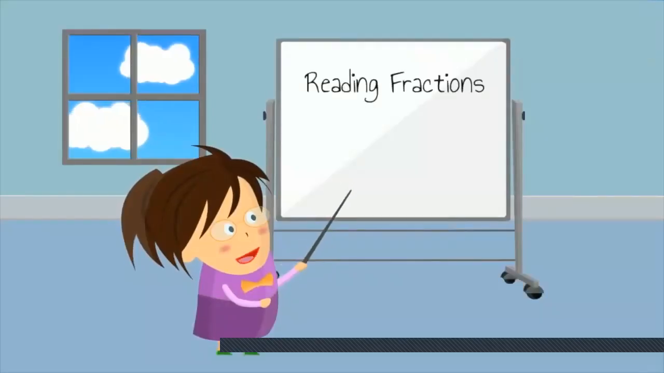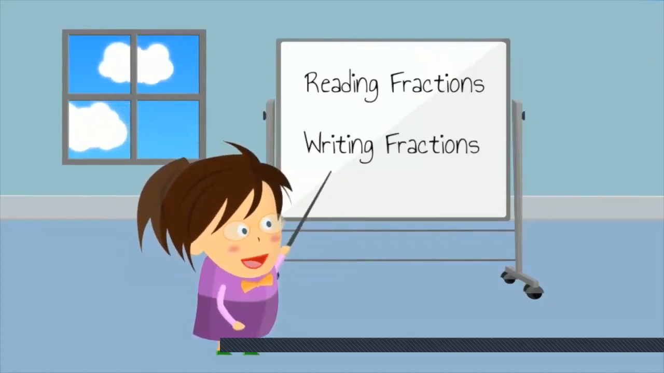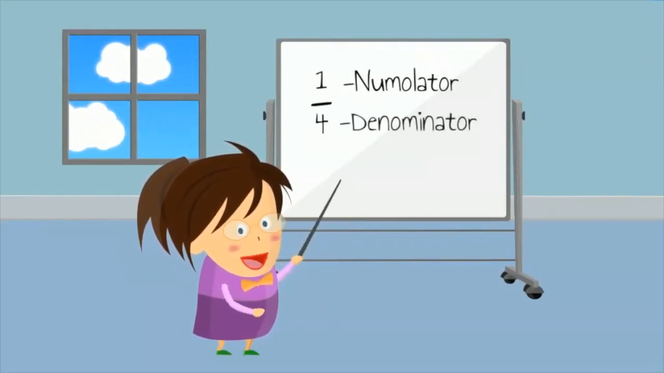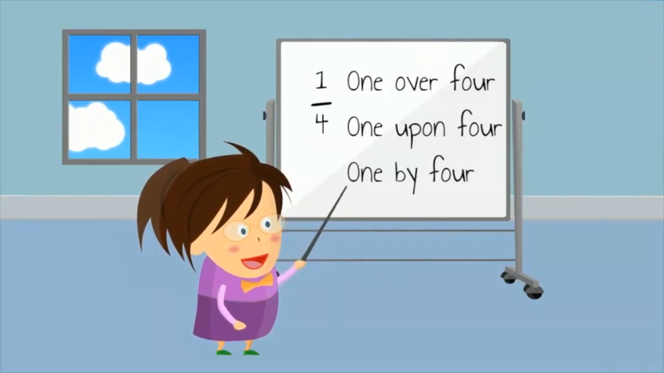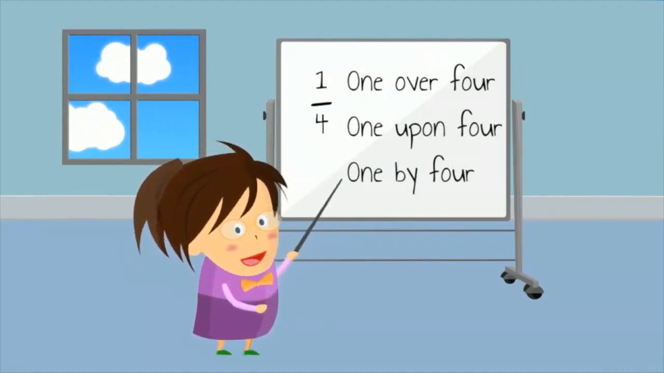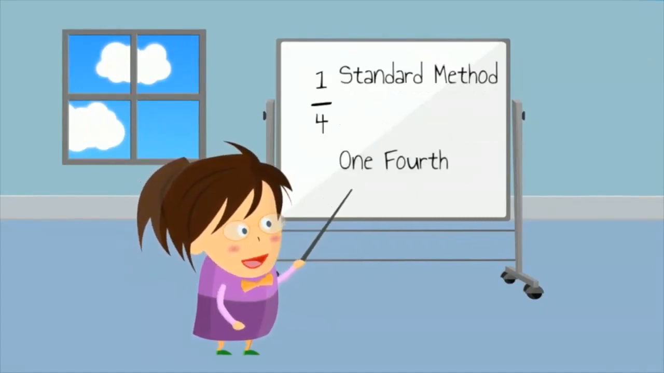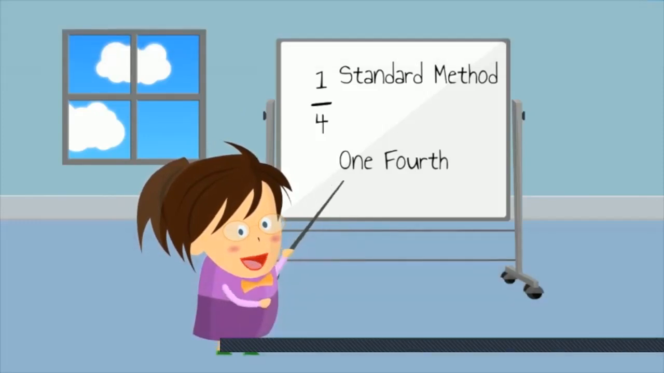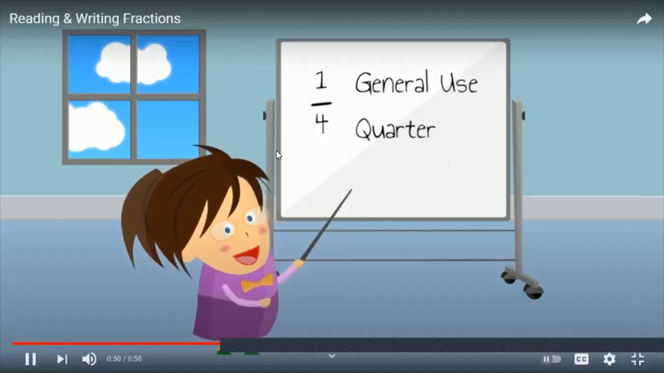Let's learn about reading fractions and writing fractions. Introduction. 1/4. 1 here is a numerator and 4 is a denominator. You can also say it in different ways. Standard method says that this is 1/4. In general use, you call it a quarter. And there are many other variations.